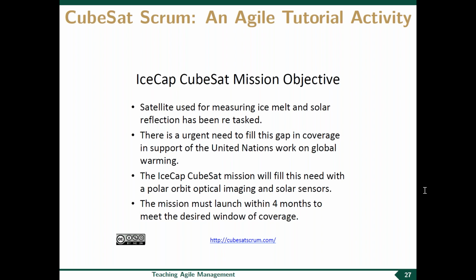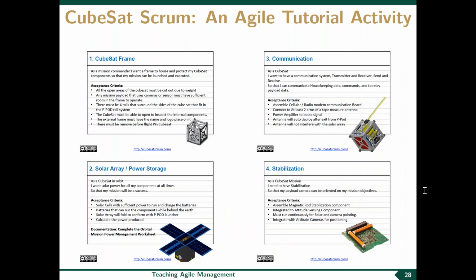And so the mission must launch within 4 months, and those 4 months indicate then, of course, the 3 sprints which we have to complete. As part of the activity, the teams are given a set of requirements or a set of mission goals.